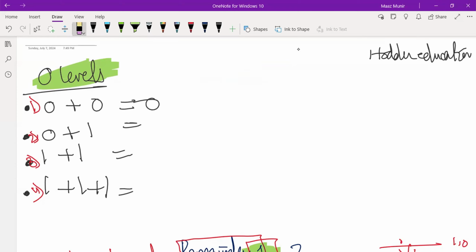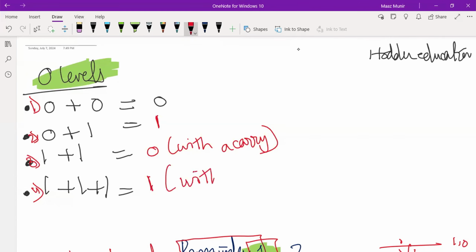Now you need to know these rules. If we have 0 plus 0, we are going to be getting 0 in the end. If we have 0 plus 1, we are going to be getting 1. If we have 1 plus 1, we are going to be getting a 0 with a carry. And if we have 1 plus 1 plus 1, we are going to be getting a 1 as well as a carry. So yeah, these were the four rules.